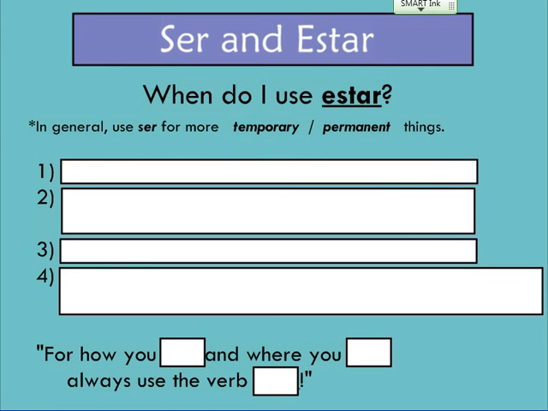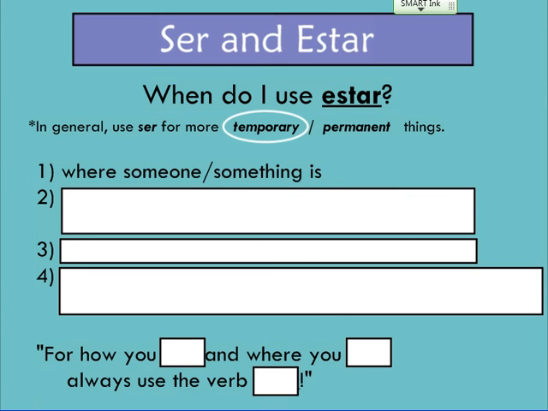All right, now let's switch gears and look at when we should use estar instead of ser. Again, just a generalization, but normally we will use estar when we are talking about more temporary things. Write down these specific reasons for using estar. First of all, to say where someone or something is. So, for example, mi amigo está en la cocina.